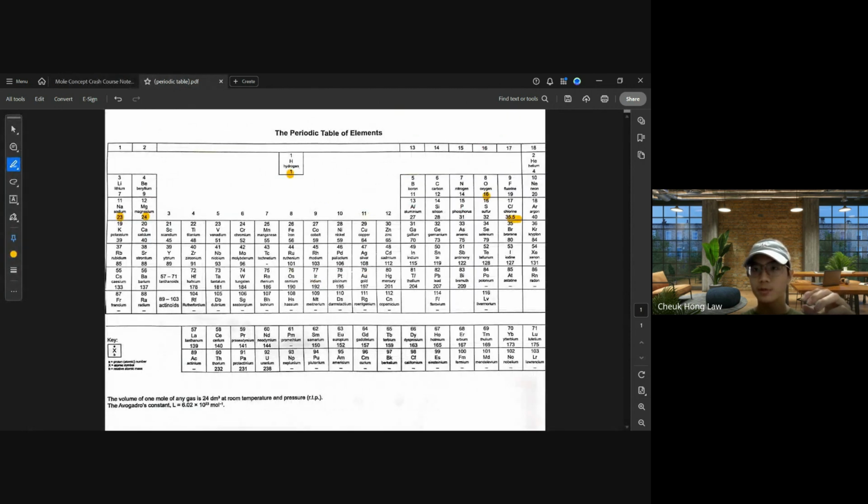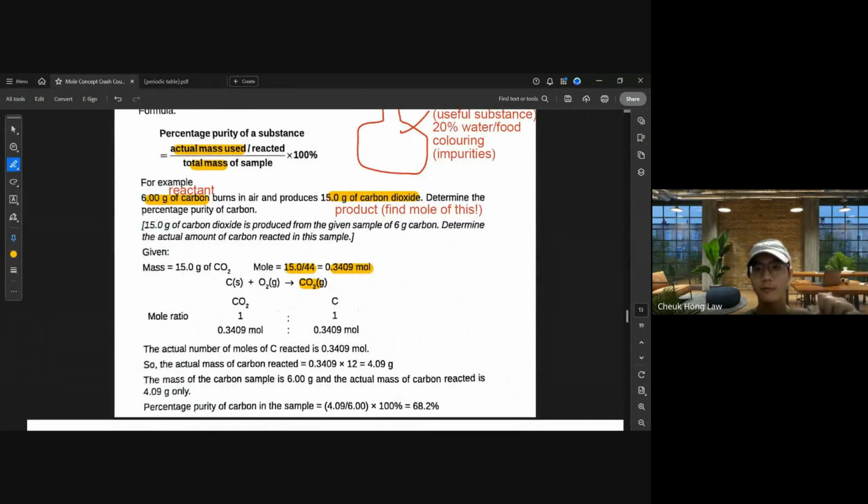So carbon is 12, O is 16. So 12 plus 16 times 2 will give you 44. Okay, and then 15 is the mass of carbon dioxide. So I'll get 0.3409 mole. This is the number of moles of carbon dioxide.